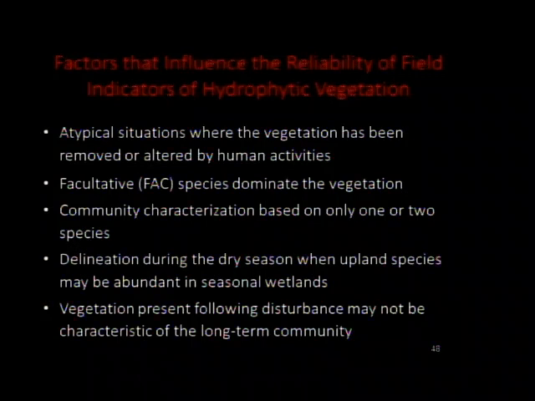The Corps' manual also includes provisions for adjusting the size of the sample plot based on site conditions and professional judgment. As mentioned earlier, the time at which the delineation is conducted may also affect the reliability of field indicators. In California, seasonal wetlands may have different community composition during the late winter and spring than in the dry summer and fall when upland species may predominate. Although the remains of wetland plants may still be apparent at the end of the dry season, delineations conducted at that time are more difficult and often less accurate.